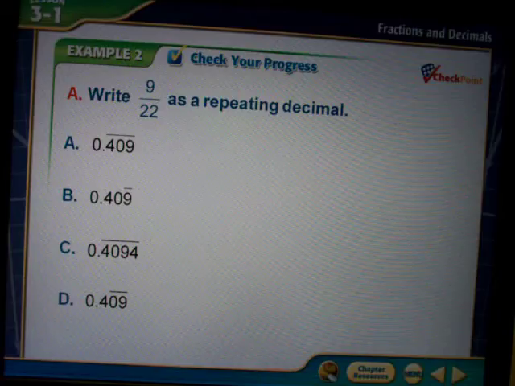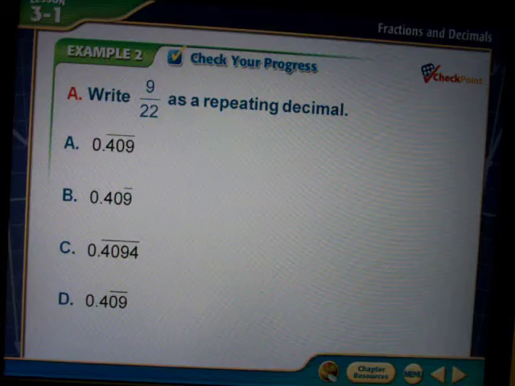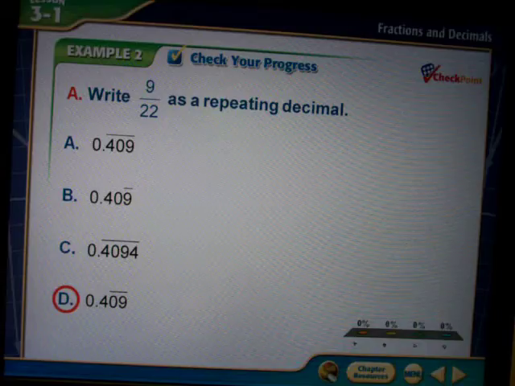So now we're going to write 9/22 as a repeating decimal. Which one shows the correct representation for 9/22 as a repeating decimal? Is it A, B, C, or D? And the answer is D.